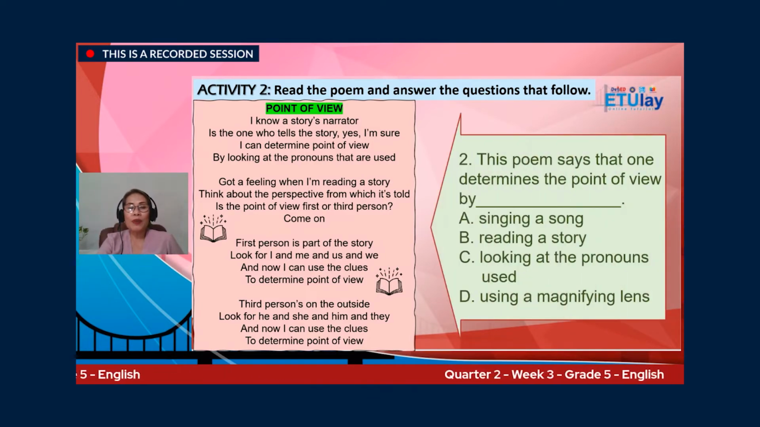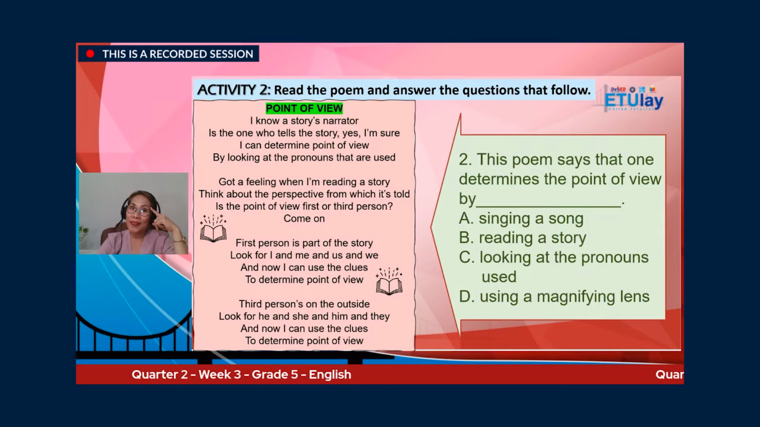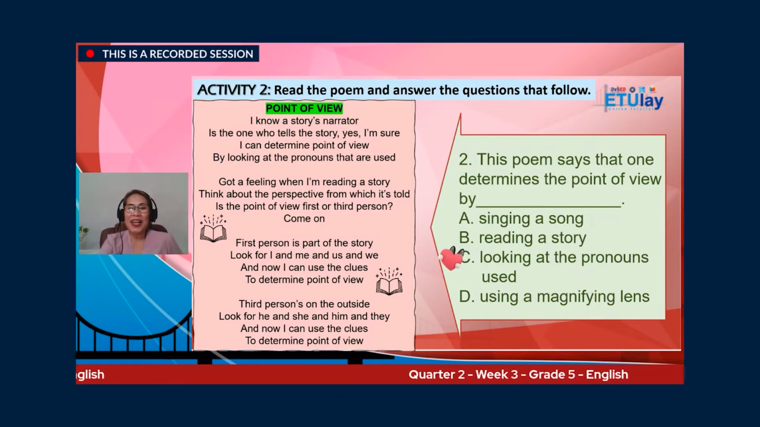Let's have number two. It says there, this poem says that one determines the point of view by blank. Is it A, singing a song, B, reading a story, C, looking at the pronouns used, and D, using a magnifying lens? Which one is the correct answer? Come on, think. Excellent. Yes, it is letter C. Very good. Now let's move on.